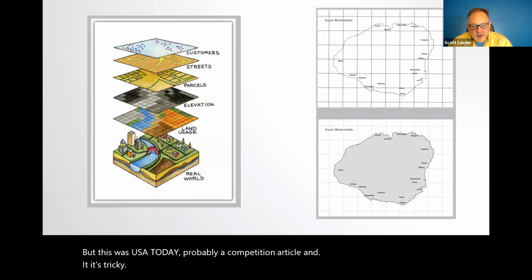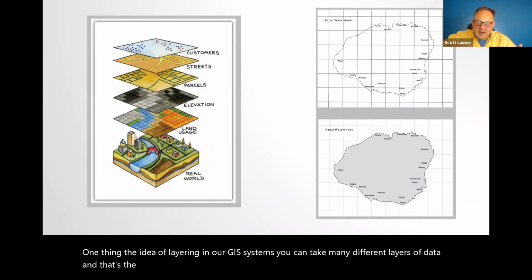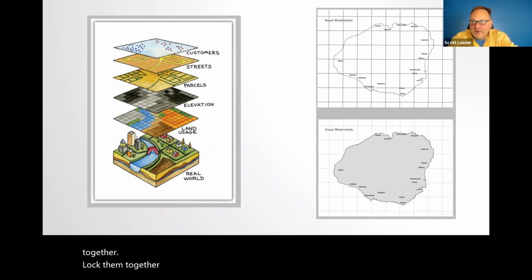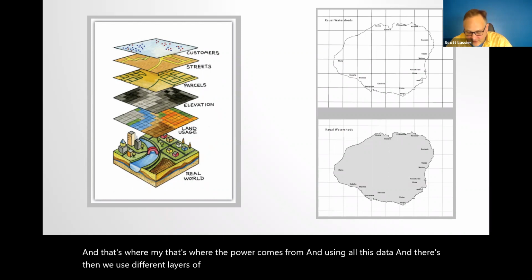One thing, the idea of layering in art and GIS systems, you can take many different layers of data, and that's the real power of it. I can take data from many different sources, put them together, lock them together on the common field of the geography, and that's where the power comes from, and using all this data. And we use different layers of data, and there's a lot to that layering.